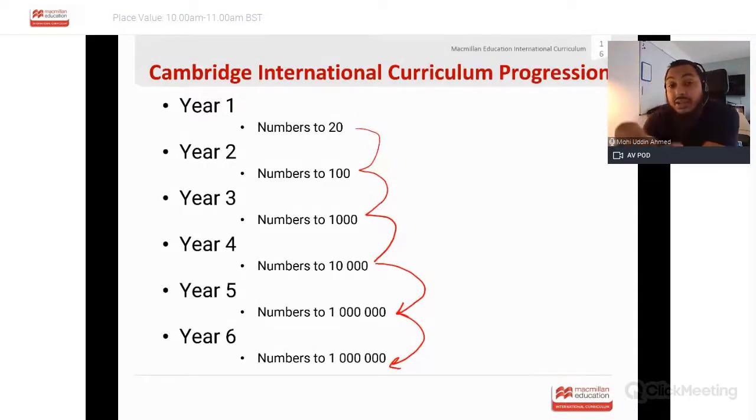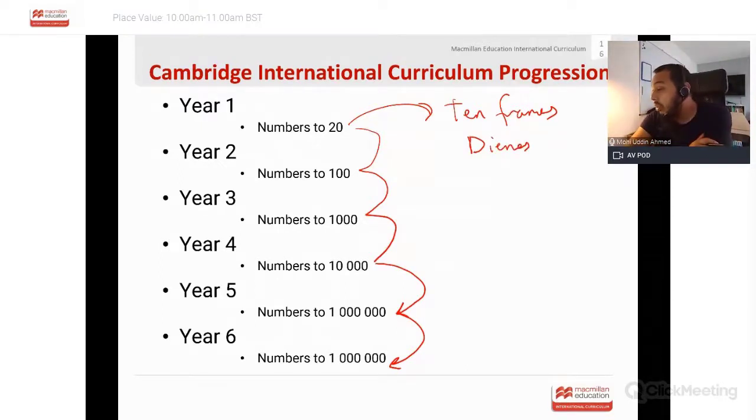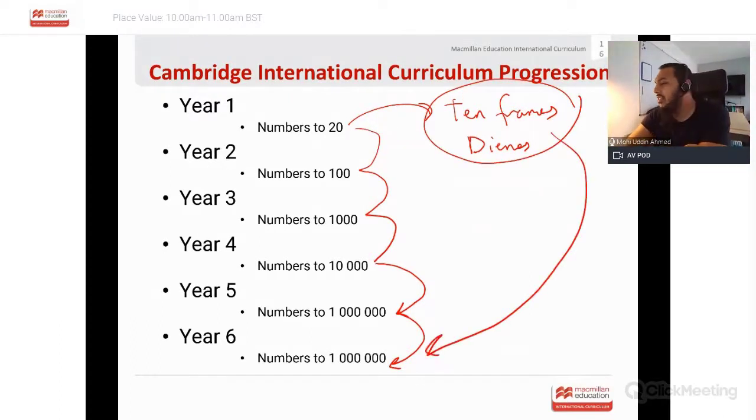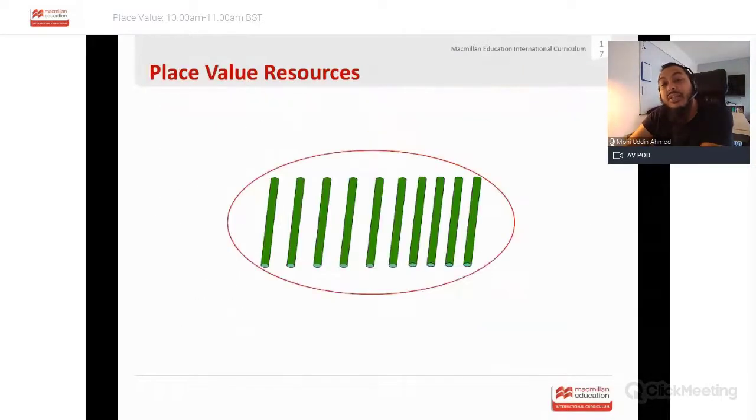So year 1, this might be great for 10 frames, the ones I showed you just now. It might be good to use deans, which are also known as base 10 blocks. But would you use the same 10 frames to represent a million? Of course you wouldn't, right? It just wouldn't make sense. You'd have the whole class full and you still wouldn't be near 1 million, right? So therefore, we have to make sure we use the right resources.